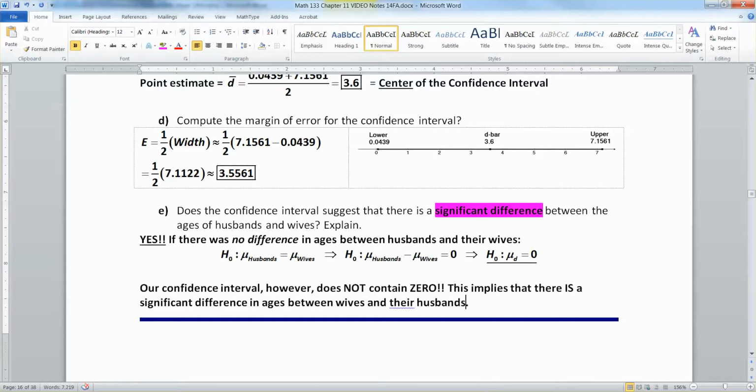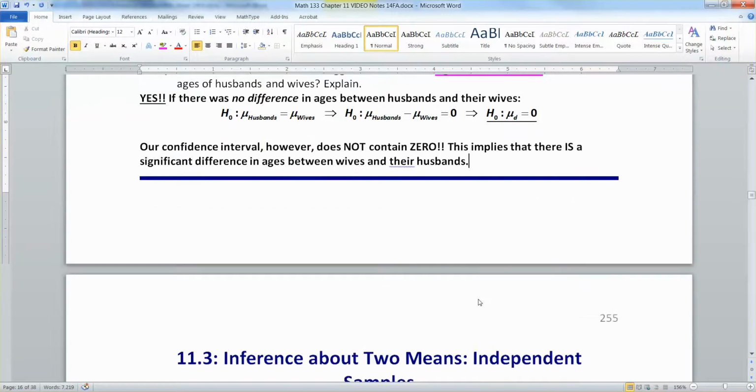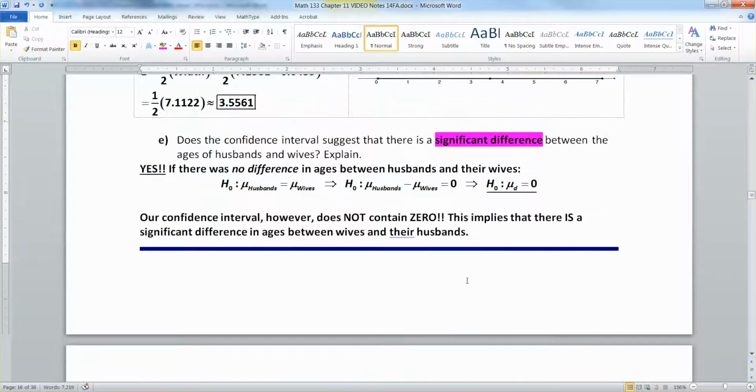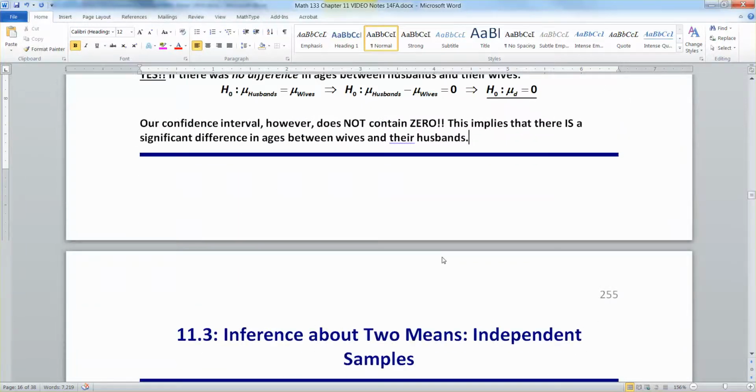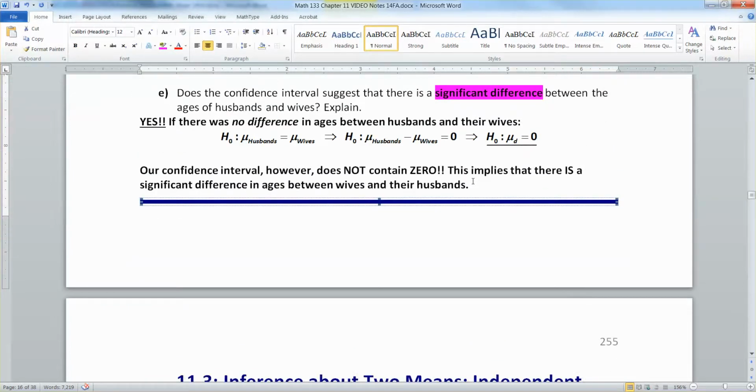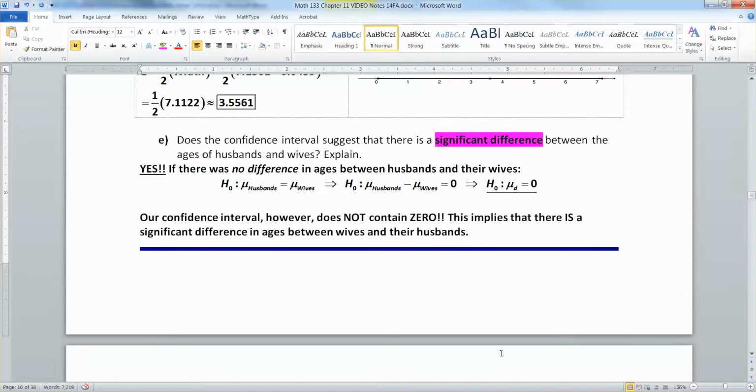All right, we're all done with section 11.2 for paired differences, and then we're going to move on next to independent samples. I know I'm doing this chapter a little bit out of order, so I'm doing 11.2 first, then we'll do 11.3, which is about means as well, but it's when their samples are independent. So husbands and wives that aren't married to each other, for example. All right, we'll see you then.